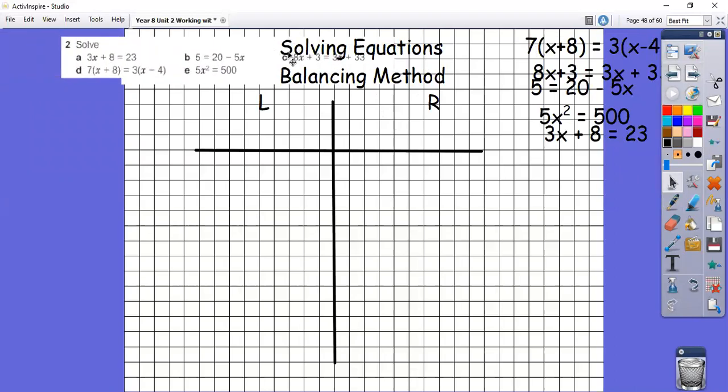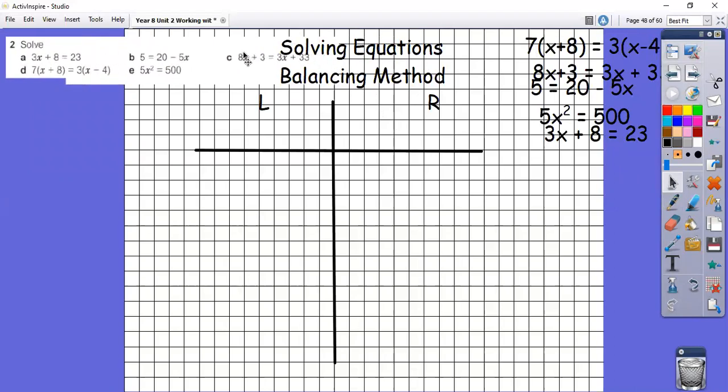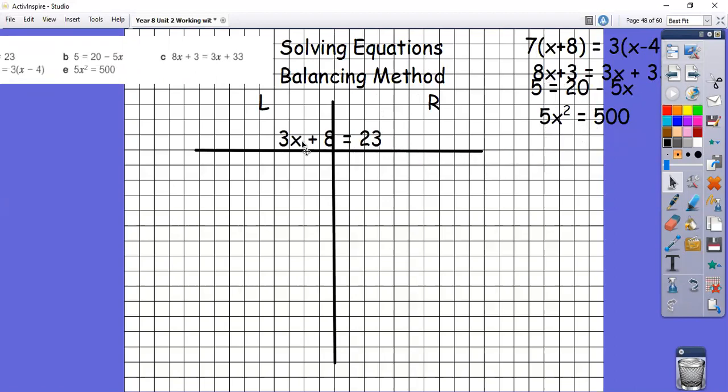The first question you have is 3x plus 8 equals 23. So that's my first question here. What I like to do is write it on my little worksheet. Balancing basically means whatever I do to one side, I've got to do the same to the other side. At the moment, 3x plus 8 is the same as 23. So these two are balancing. That means they weigh the same. We're trying to solve what x is. So we're saying 3 times the number plus 8 equals 23.